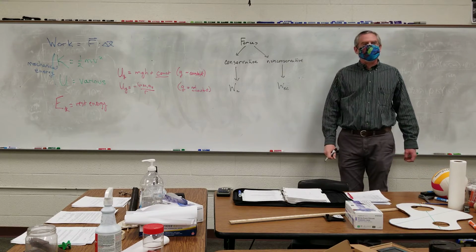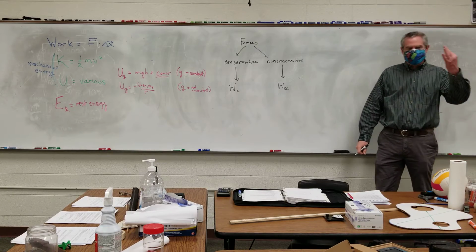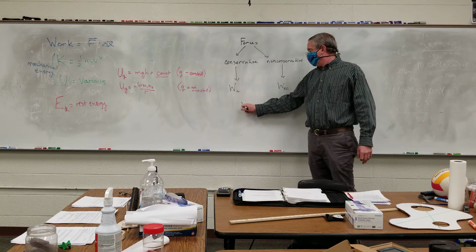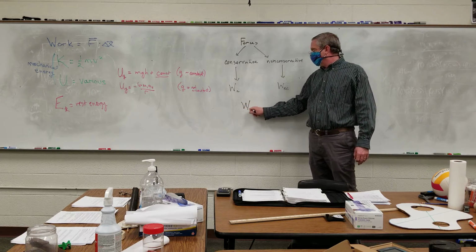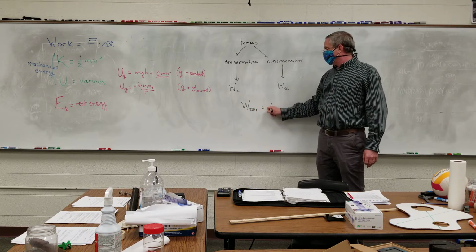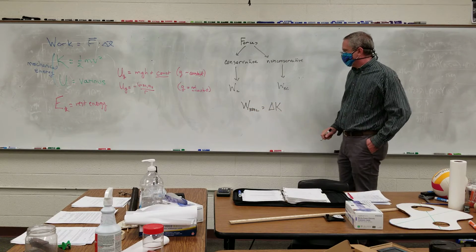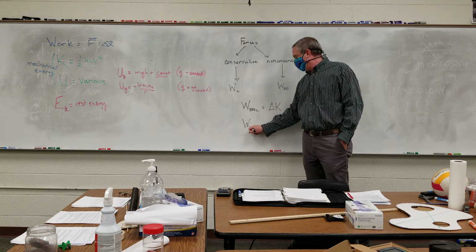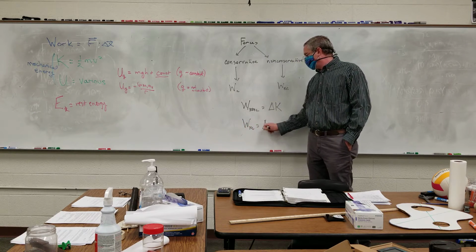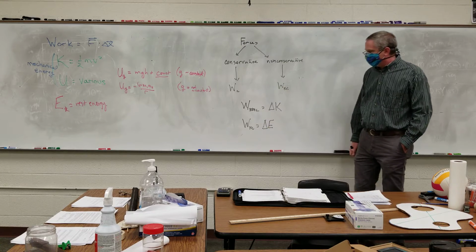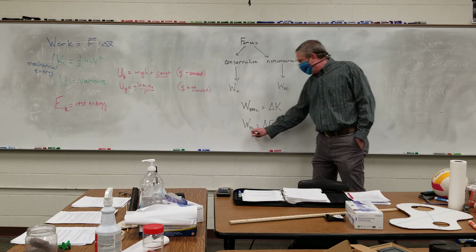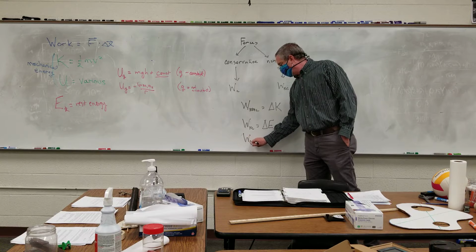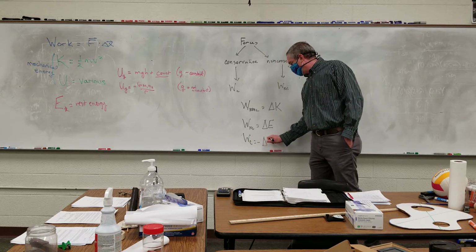And now we have all the little bits and pieces. We have the three work-energy relationships. We have the total work is equal to the change in kinetic energy. We have the non-conservative work is equal to the change in total energy, or E. And then there's the conservative work, which is the negative change in potential energy.